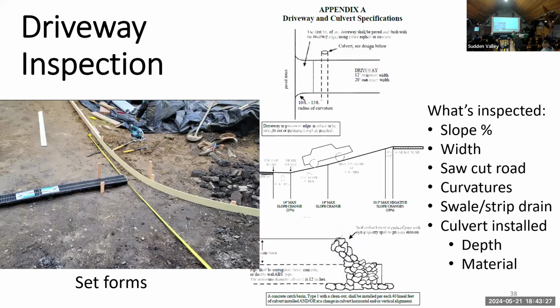We're looking for a swale or a strip drain in place. The swales, those can be hand troweled. But we need to make sure, if you have a driveway that is sloping to the road, you need to make sure you install that swale at the end. And then we're also looking for the culvert install. Make sure that the depth of burial is minimum 12 inches and it's made of double wall ABS.